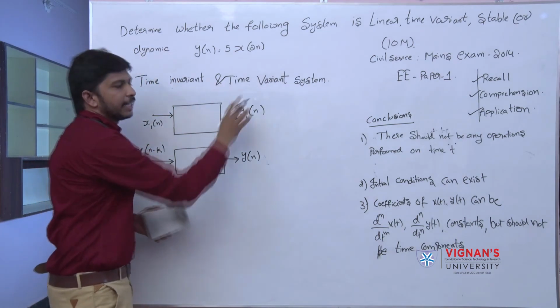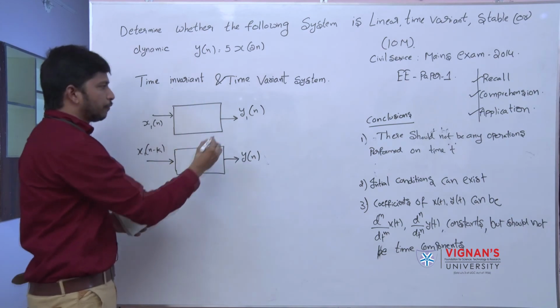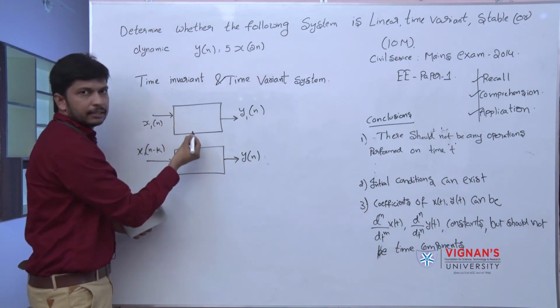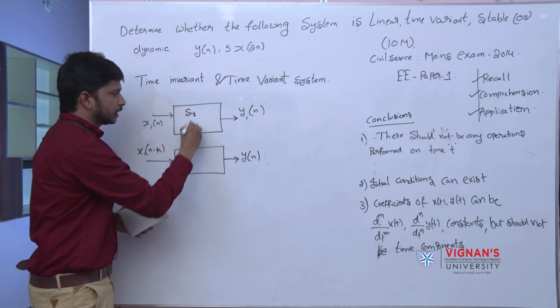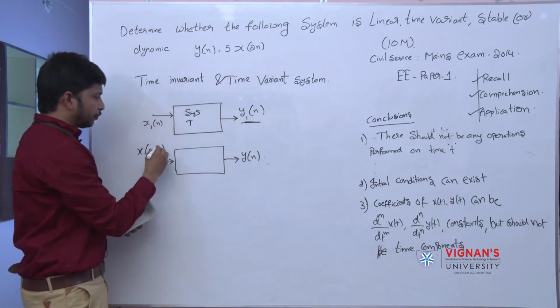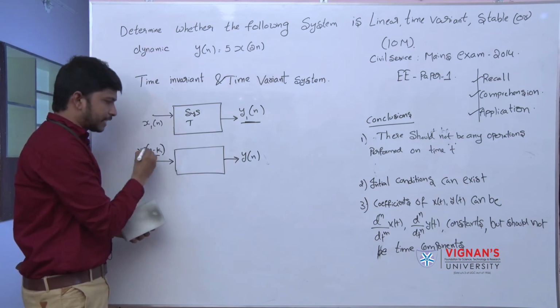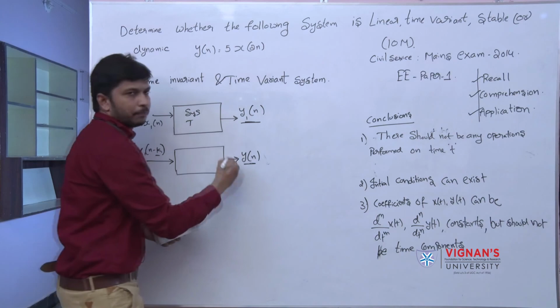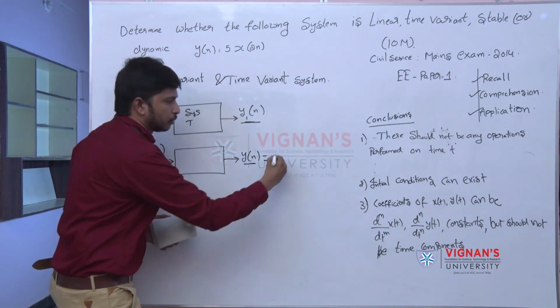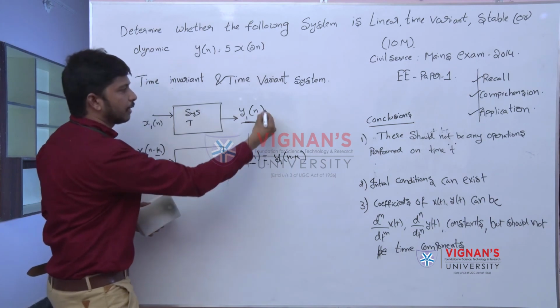So, time variant and time invariant system. What is a time variant system and a time invariant system? If you give x of n as input to a system T, then you will get y of n as the output. Now, if you delay the input by k samples, then you will get some output. This output should be equal to y of n minus k.